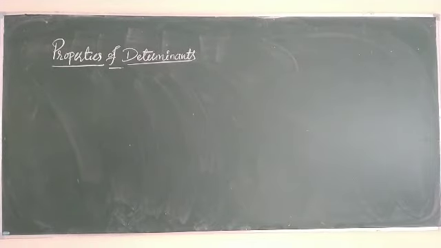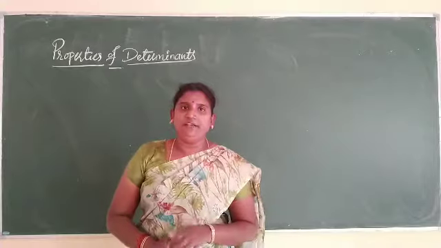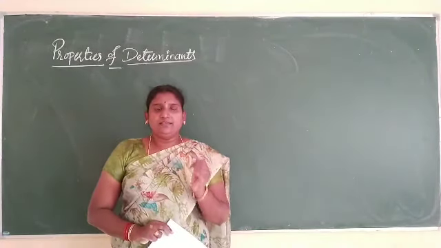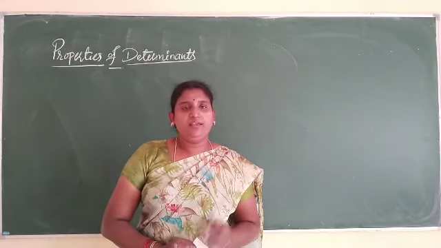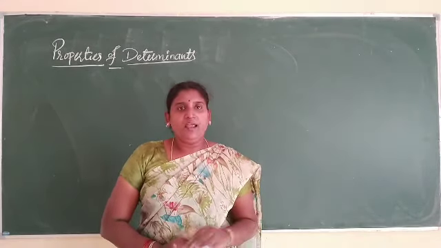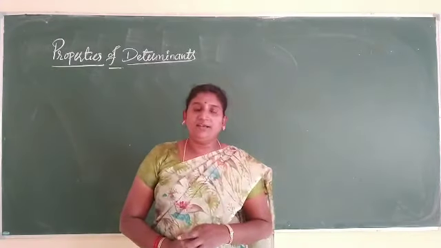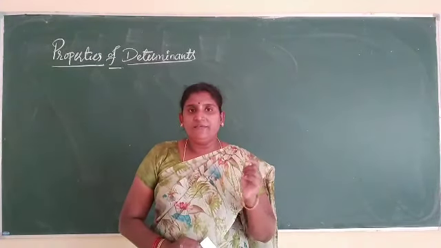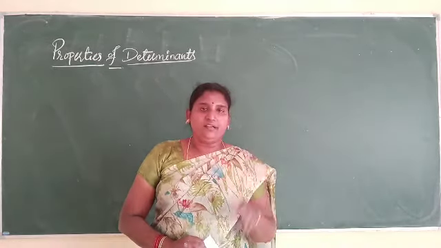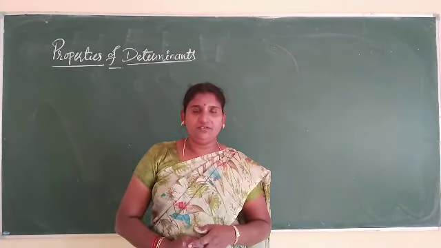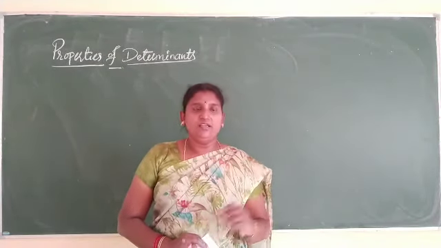Okay, after completion of the first exercise, we are going to discuss the properties of determinants. We already discussed what a determinant is. It's a number associated to a square matrix. And in this determinant, we have some properties. Let us discuss those. The first one is that the value of the determinant cannot be changed even if you interchange rows and columns. Let me write that.